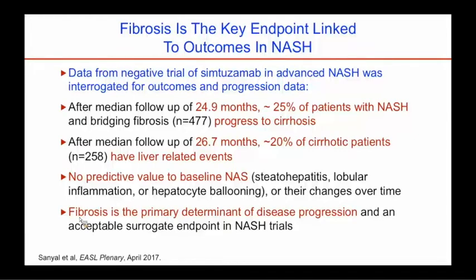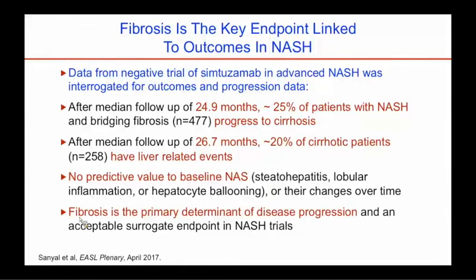After a median follow-up of 26 months, 20% of cirrhotic patients had liver-related events. So if you already have a patient with cirrhosis, there's a 1 in 5 chance they'll decompensate over just a 2-year period. Again, this is effectively a natural history study because these are the simtuzumab patients alone. So we're effectively looking at the natural history in the presence of an ineffective drug.